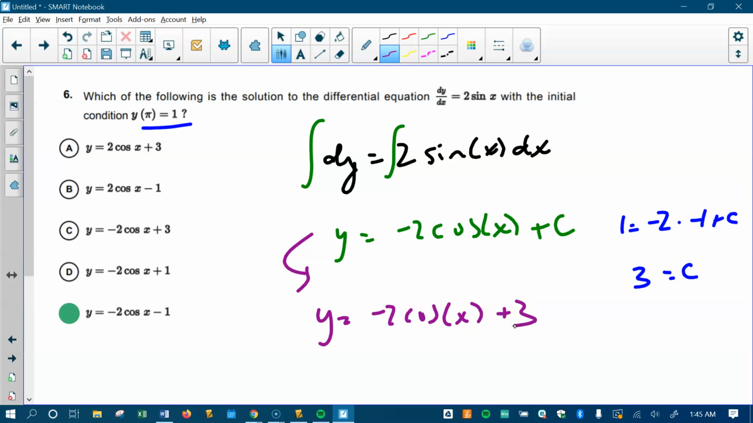It looks like I made a mistake. Let's check my work. Yep, I made a mistake. When I multiply by 2 here, I subtract 2, that's a -1, which means this should be -1, and E is my answer.